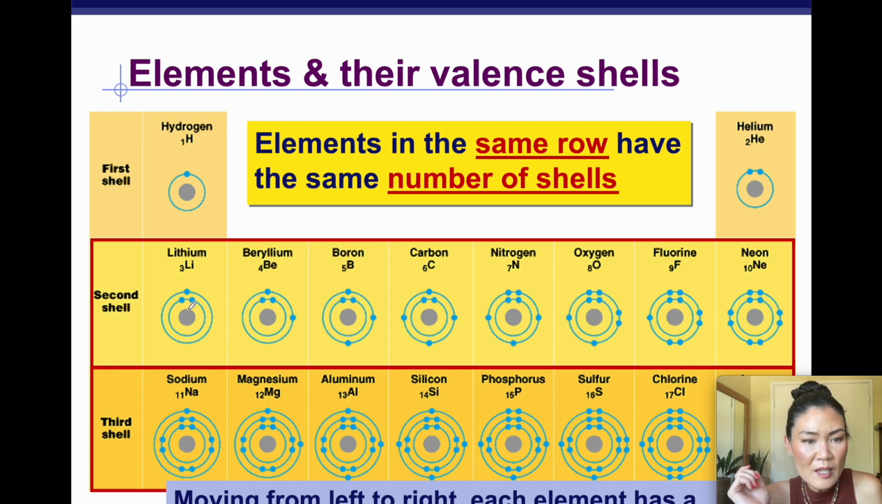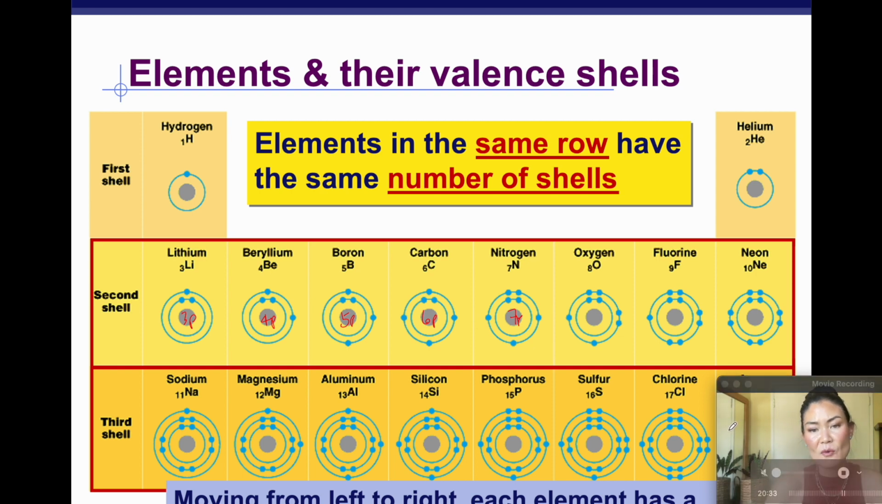For example, lithium has 3 electrons, you can see that as dots, and it also has 3 protons. Beryllium has 4 electrons and 4 protons. Boron has 5 protons. Carbon has 6 protons. Nitrogen has 7 protons, etc. So as you go from left to right, you're going to see sequential addition of protons and electrons.